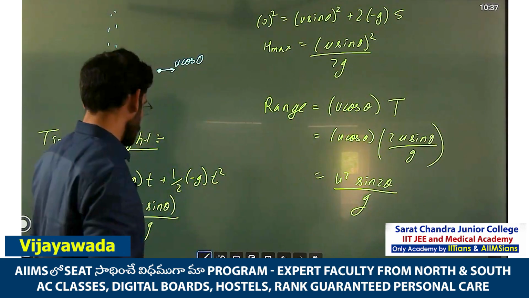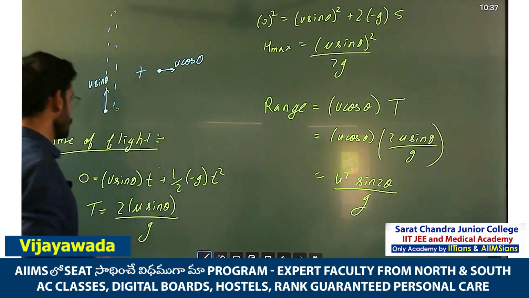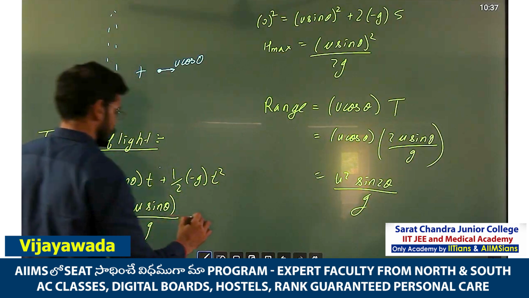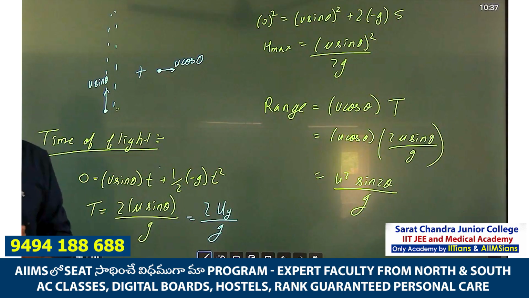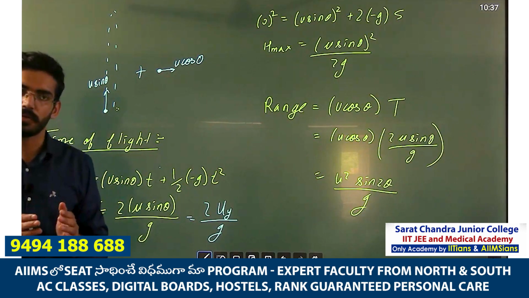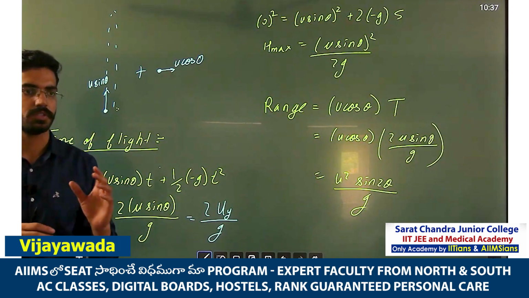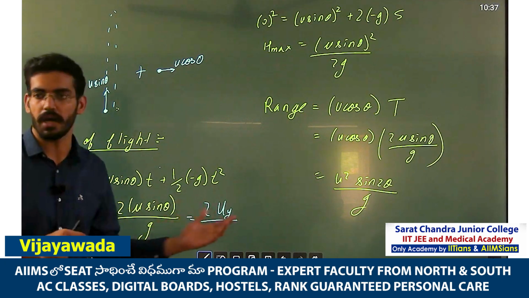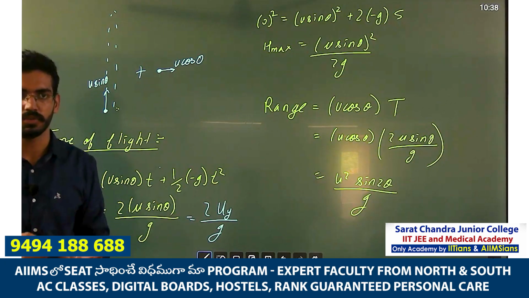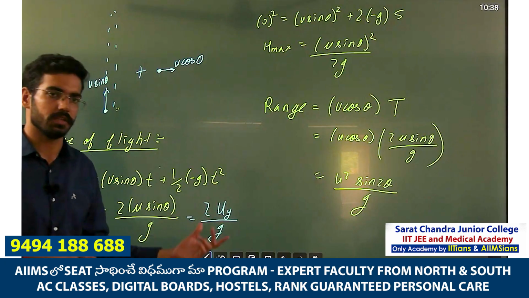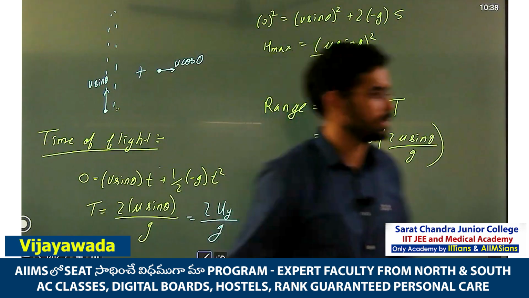Sometimes in good questions, instead of this, he will say 2 into uy by g. If he only wants you to calculate the time of flight, he will not give you the ux. He will only give you sufficient information that you can calculate the uy. Because for time of flight, you don't need the ux, you don't need the u, you don't need the theta. You need the uy, so you calculate that. Because we have to solve for time of flight in the vertical direction, we need only the vertical variable.